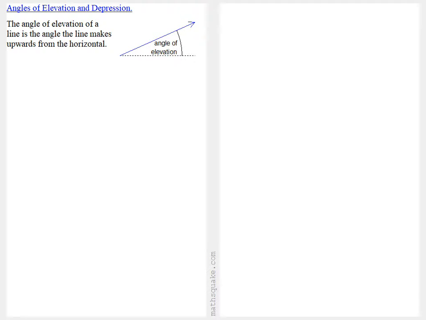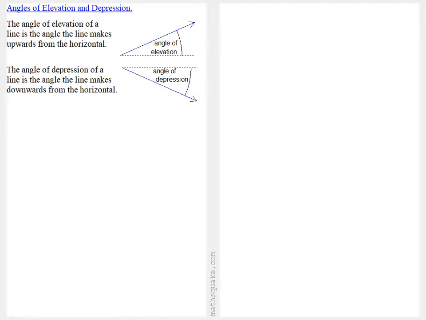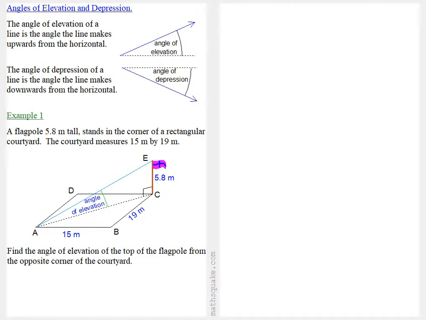Angles of elevation and depression. The angle of elevation of a line is the angle the line makes upwards from the horizontal. We can see that in the diagram. The angle of depression of a line is the angle the line makes downwards from the horizontal. Again, we can see that in the diagram. Let's look at an example.